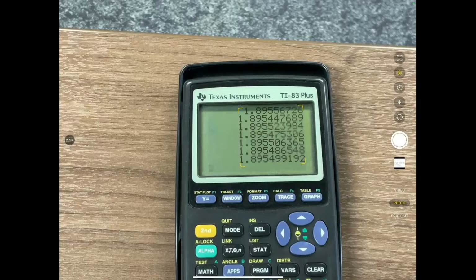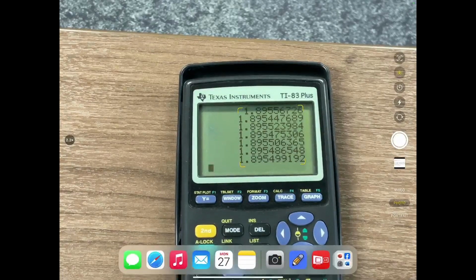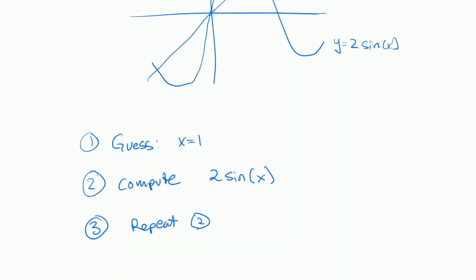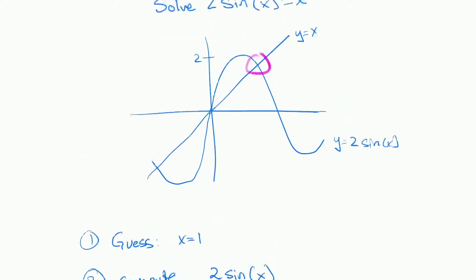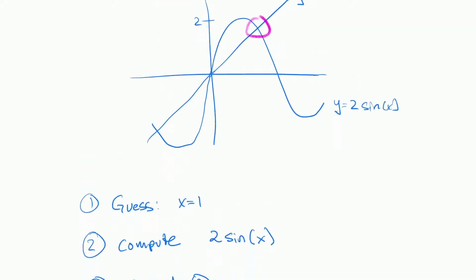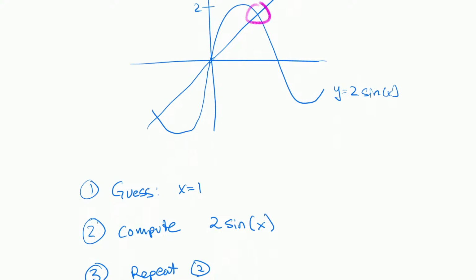Now let's go back and talk about exactly what's going on. So this is basically it. What's going on over here, you can think of in a couple of different ways. One is that you're just repeatedly trying to compute 2 times the sine of a number, and eventually you're going to get to that point where it's the correct answer.